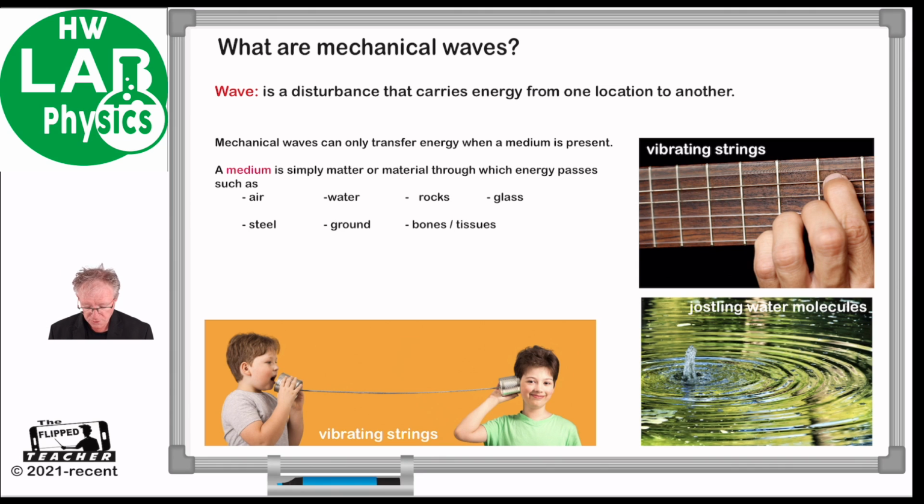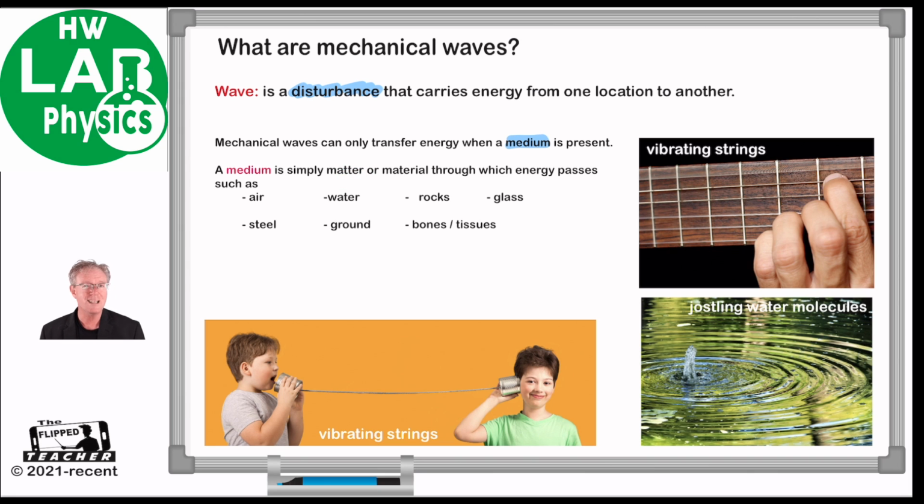So mechanical waves transfer energy in the medium that's present. I'm going to highlight some words here, and make sure you're doing the same with your notes. We've talked about the word disturbance. What does that mean? We've talked about this idea of medium. What is a medium? It says here that mechanical waves can only transfer energy when a medium is present. A medium is basically matter through which energy passes.